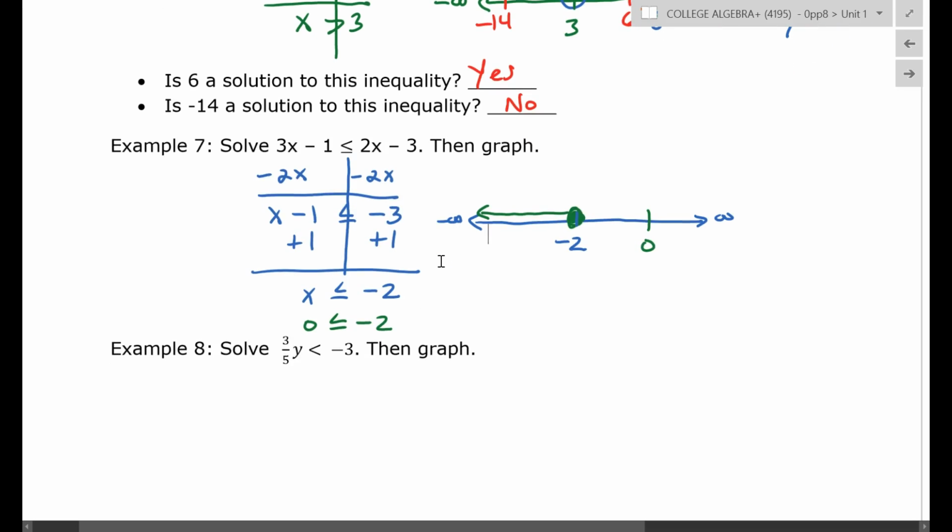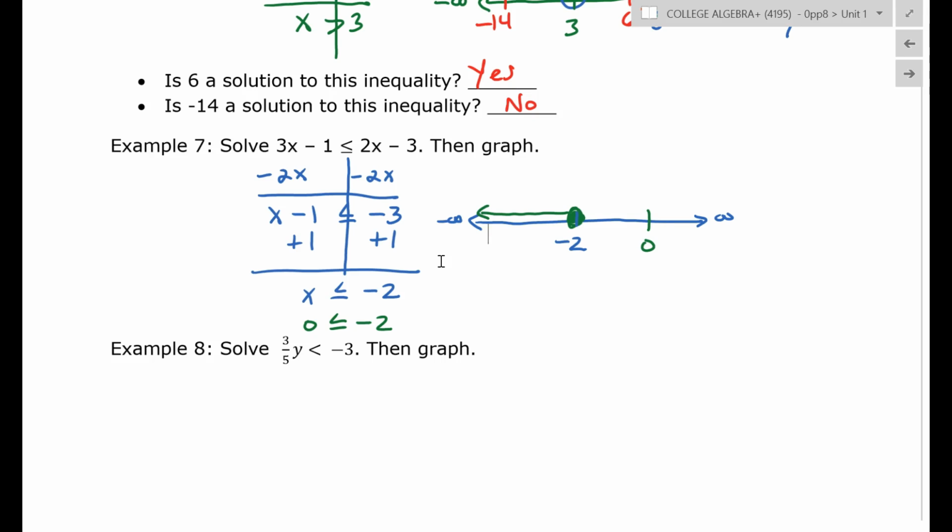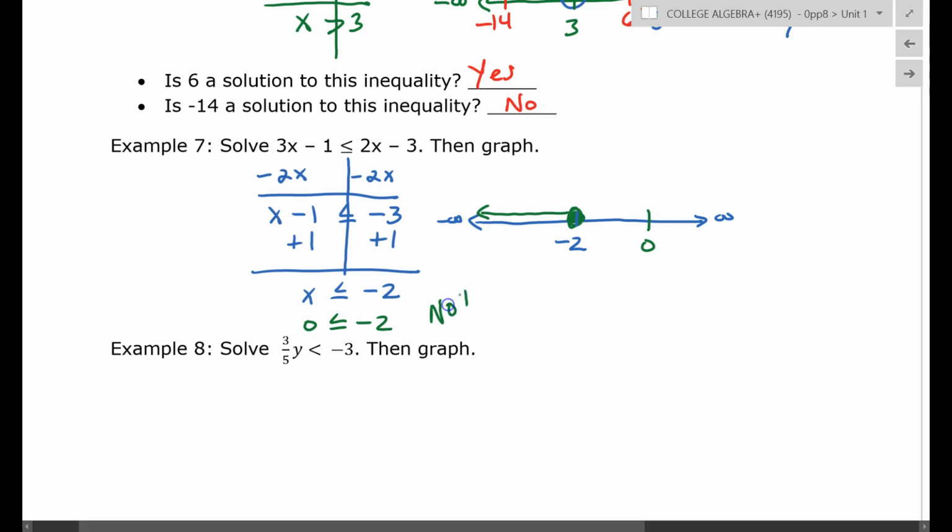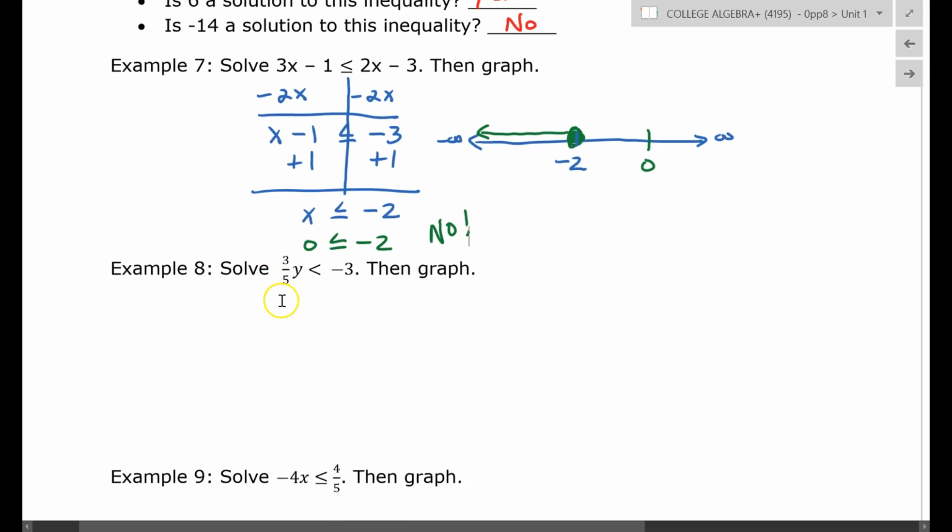Okay, so I want to make sure that this is clear because this is the first time it happened. My test point, which was 0, did not work. Since it did not work, I don't shade where it is, I shade the other direction. Okay? Everybody's all right with that? All right. I got 2 more, and something important's going to happen in the last one.